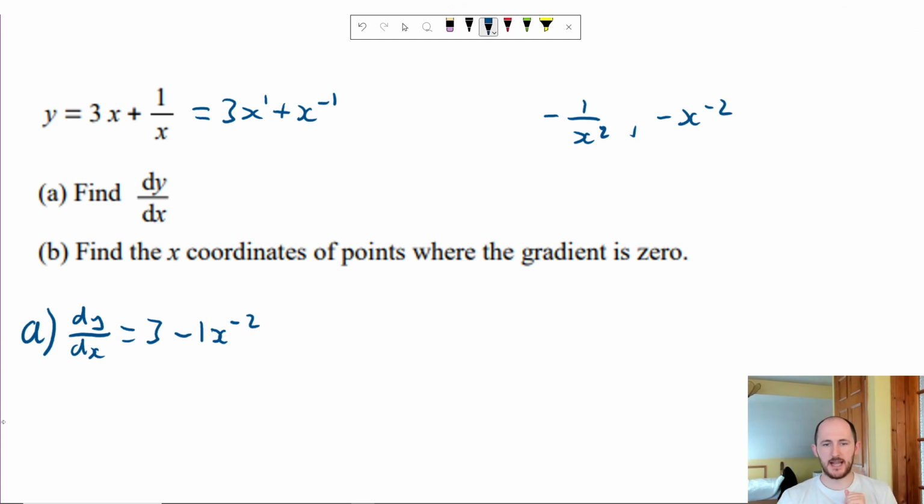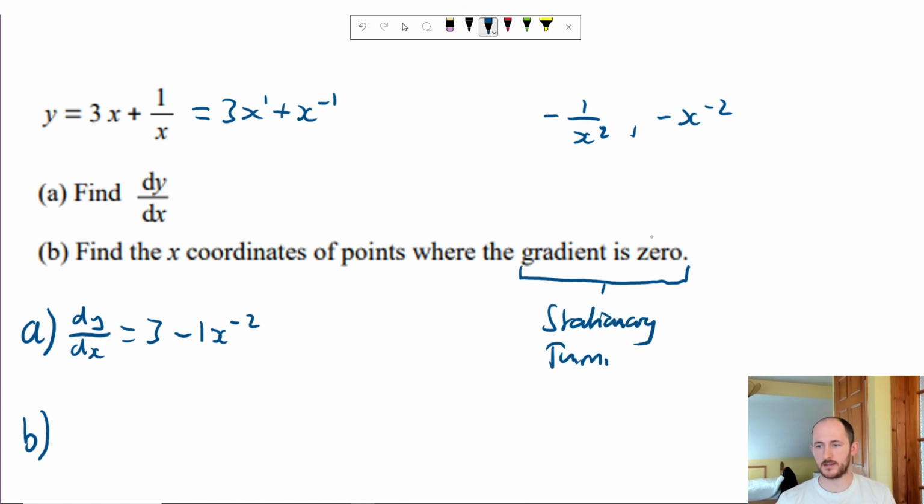Now, part B, again, is where differentiation gets a bit more interesting. Now, if you imagine a curve, for most of a curve, the gradient has some value, positive, negative, whatever. The interesting parts of a curve is when the gradient is equal to 0. These are called stationary points. So either you call them stationary or you call them turning points.